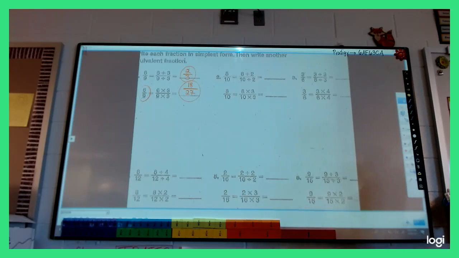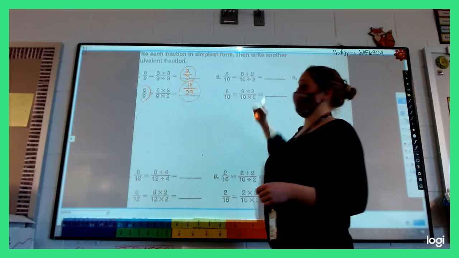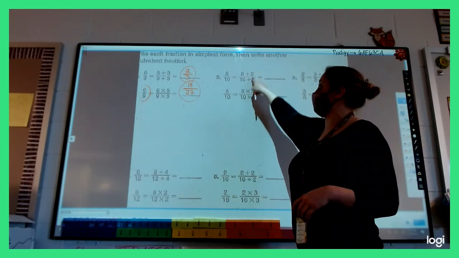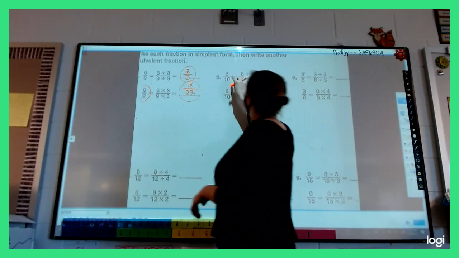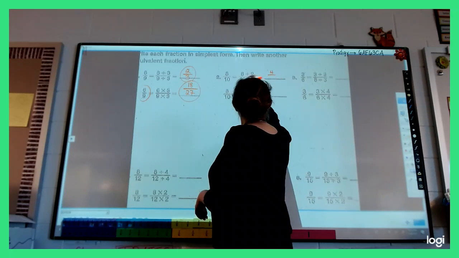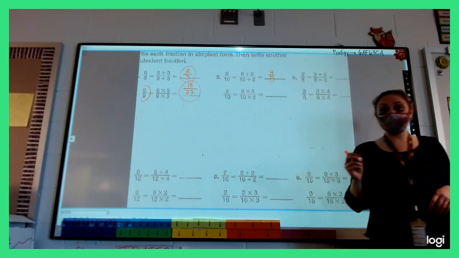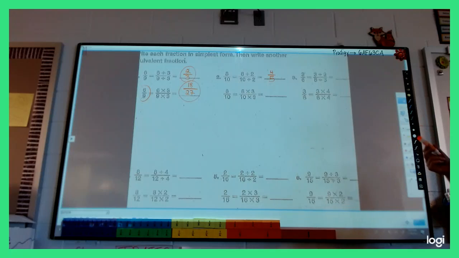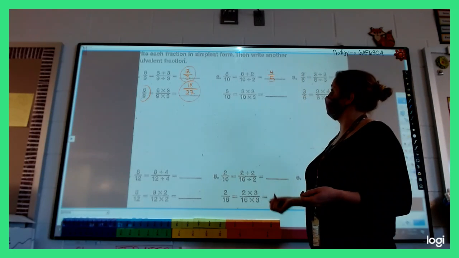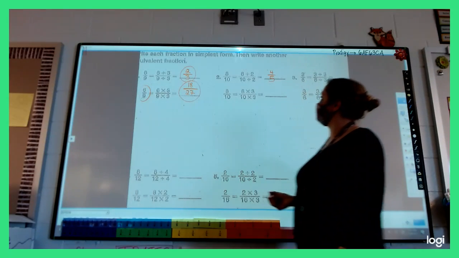So let's do number 2. Number 2, we have 8/10, and they want us to simplify it. Okay, all of you on your paper, go ahead and do it. They already picked our number for us. All right, 8 divided by 2 is 4. 10 divided by 2 is 5. And I'm thinking about 4 and 5. I don't have any common factors. I can't divide it by 2 because 2 isn't a factor of 5. So am I done? Yeah. Yep, that's as simple as it goes.